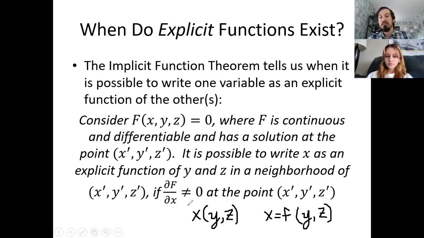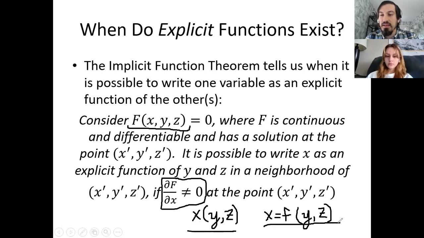Okay. So you might say, what does this part have to do with anything? Why should we care about the partial derivative of F? Remember, that's the original implicit function there, capital F. We take the partial derivative of that with respect to x, and it should not be equal to 0 at the point x prime, y prime, z prime. That seems to be unrelated to whether or not I can write x this way. But actually, it's not.